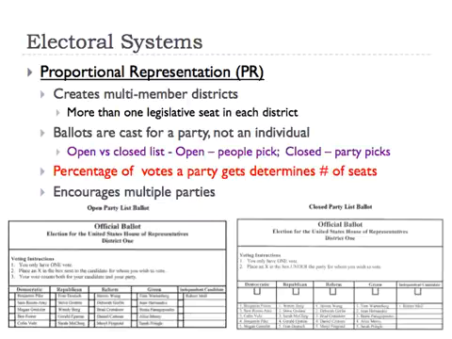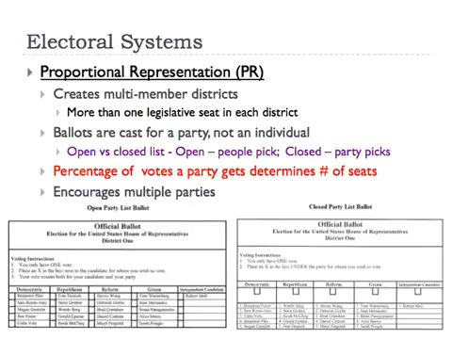Proportional representation can create multi-member districts, so more than one legislative seat in each district. Again, ballots are cast for a party, not an individual. There's open versus closed list. Open, the people actually pick. Closed, the party picks. The percentage of votes a party gets determines the number of seats.